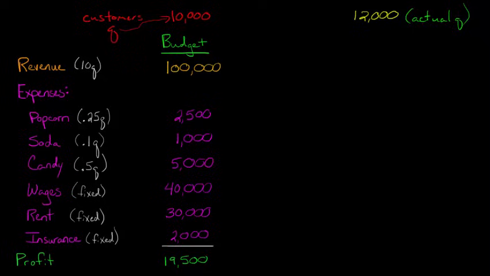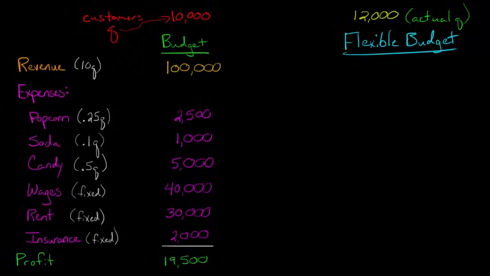And let me change colors here. So we will call this our flexible budget. And all we're doing is taking the formulas that we had to create our original budget. In our original budget, we said 10Q is going to give us our revenue. And now that we know the actual Q, let's figure out what our revenue should have been given the actual Q. Given that we know it was 12,000, what should we have expected it to be? And so we'll just take 10Q, which is going to yield our flexible budget number for revenue.